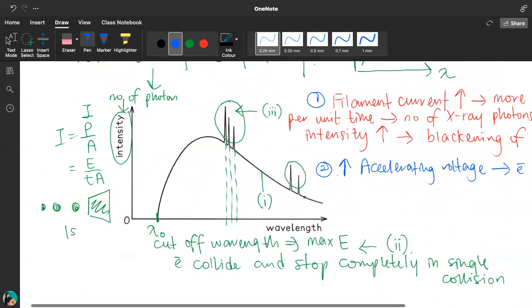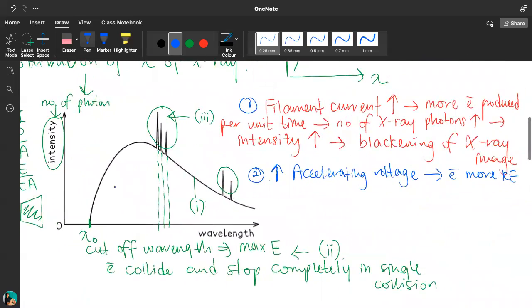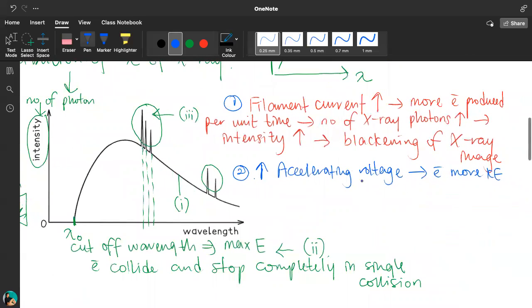So you can see from this graph, right? How will the graph change if I increase the accelerating voltage? If I increase the accelerating voltage, the electron has more kinetic energy, so the energy of the photon is higher, and then the photon has shorter wavelength.